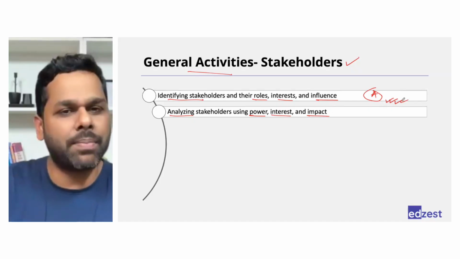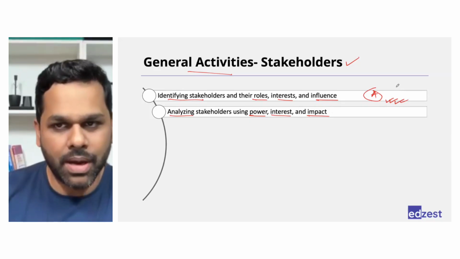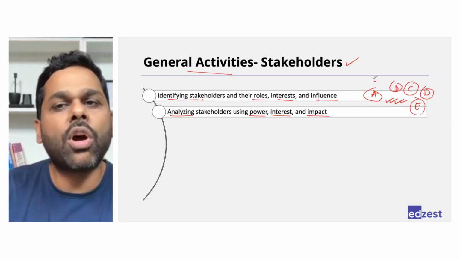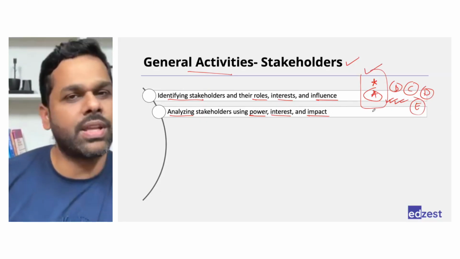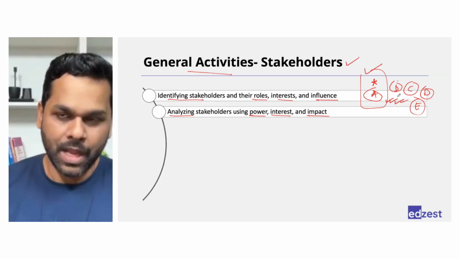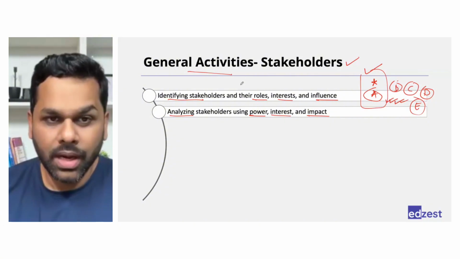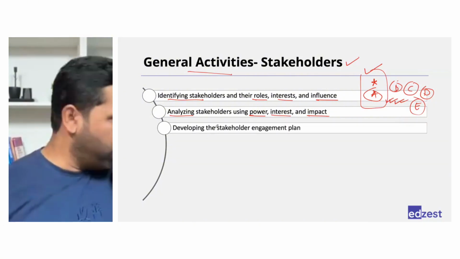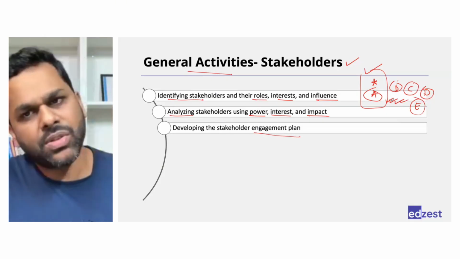Because once you analyze their power, interest, and impact, you will be able to prioritize, right, among A, B, C, D, whoever are my stakeholders. Who is my topmost priority stakeholder? First, prepare an engagement plan for them, and then prepare for others according to the priority. Right. So once you have analyzed the stakeholders, next is to develop the stakeholder engagement plan based on this priority.